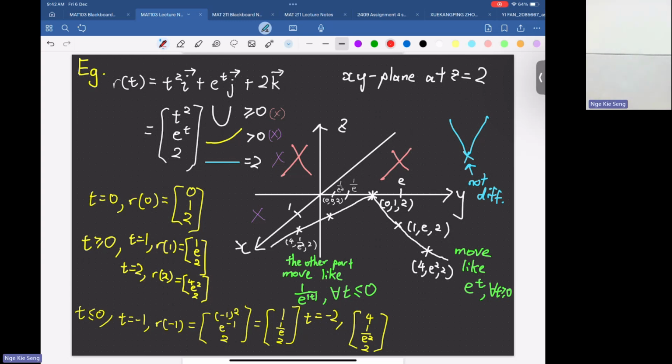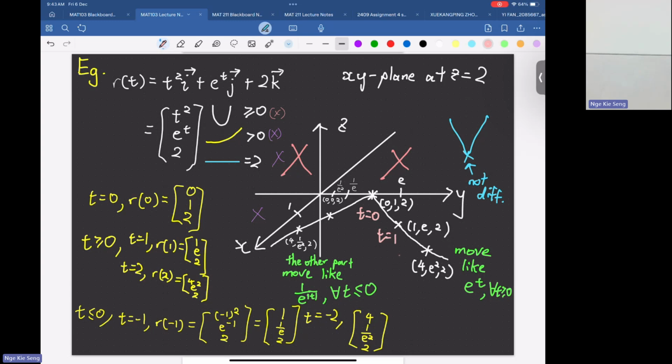Sorry, let me combine for you. So here is the t equals 0 time. Where is t equals 1? t equals 1 is here. t equals 2 is here. t equals minus 2 is this one. And t equals minus 1 is this. Okay, so you can see that there's an orientation on your curve here.